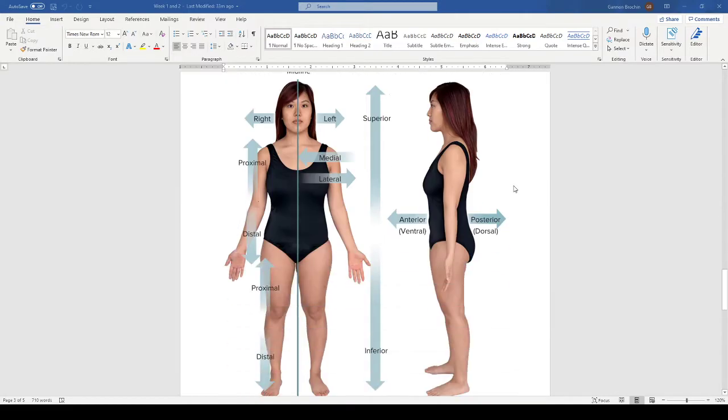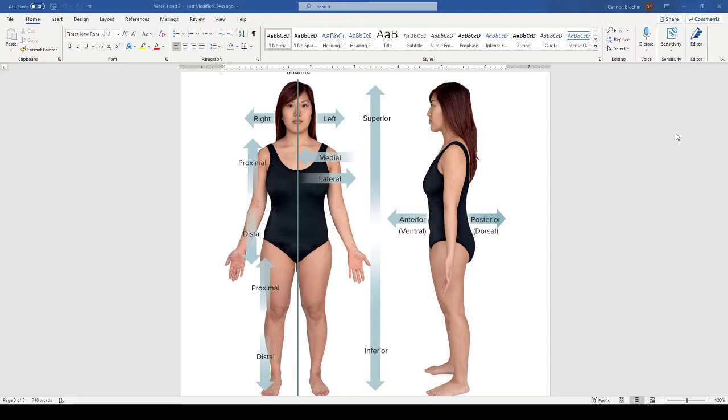Another big thing to notice, anatomical position. To make things simple, we should always think about what anatomical position is. You see here in this picture, the woman is standing in what's called anatomical position. Palms face forward. That's a big thing that a lot of people don't realize, is that the palms have to be facing the front of the body.